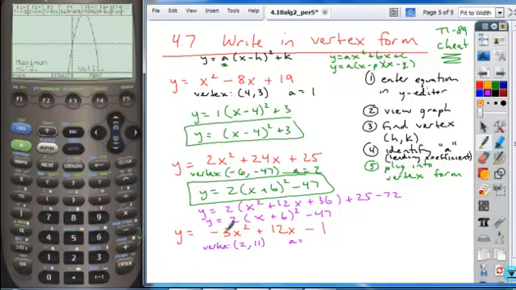My A value, I can see my leading coefficient, -3. And so now it's just a matter of writing my equation. So y is equal to -3 times the quantity x minus my x coordinate of my vertex, 2, squared, plus my y coordinate of the vertex, 11.